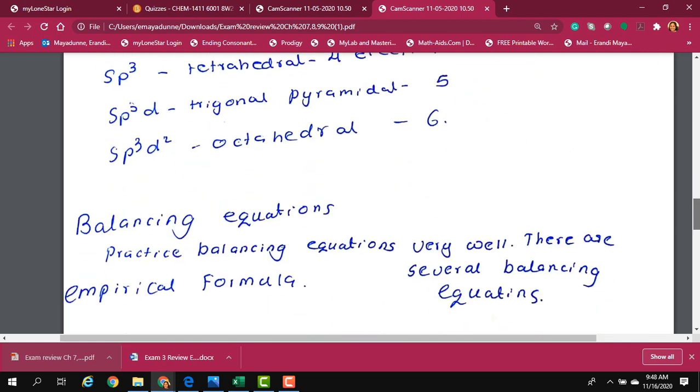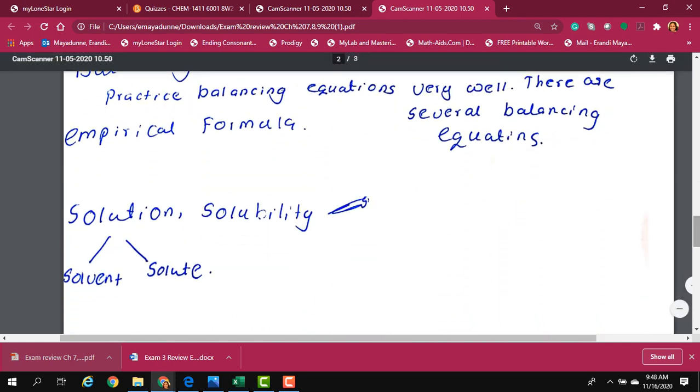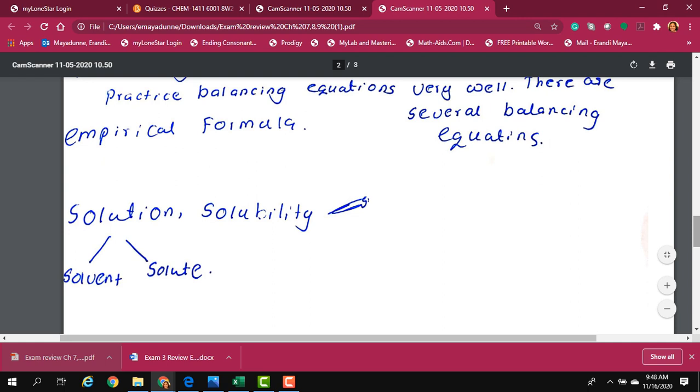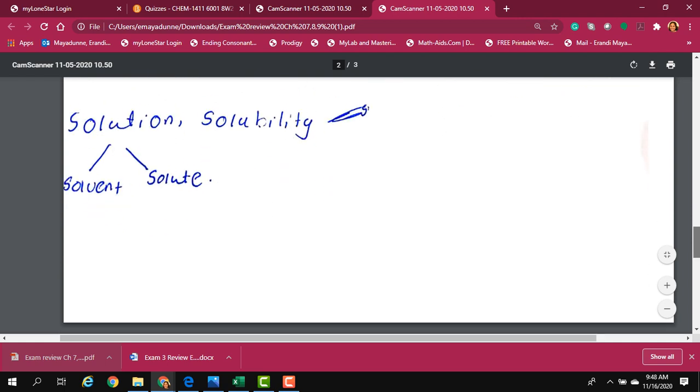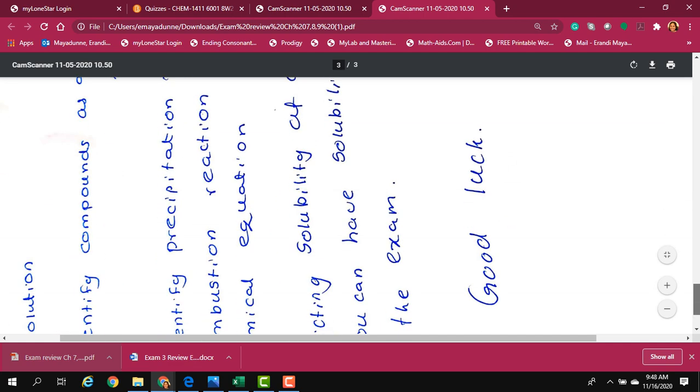So I have given the hybridization again here. And then the next one is balancing equations. Please learn how to balance equations. That is important.